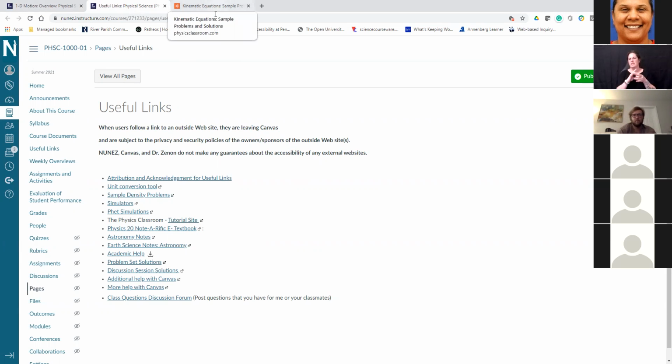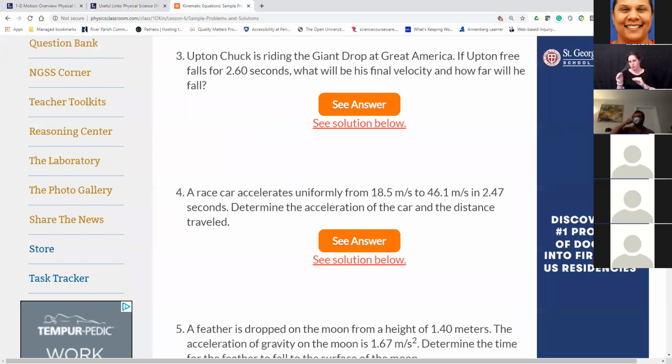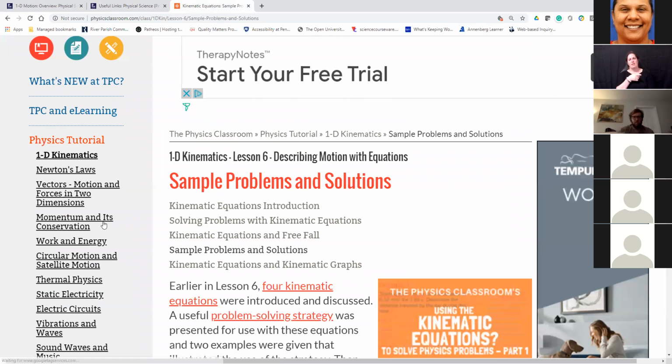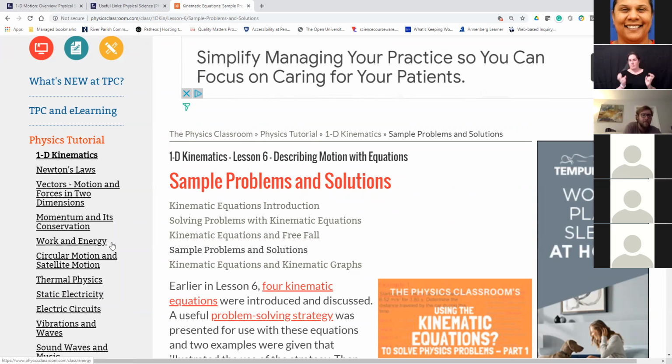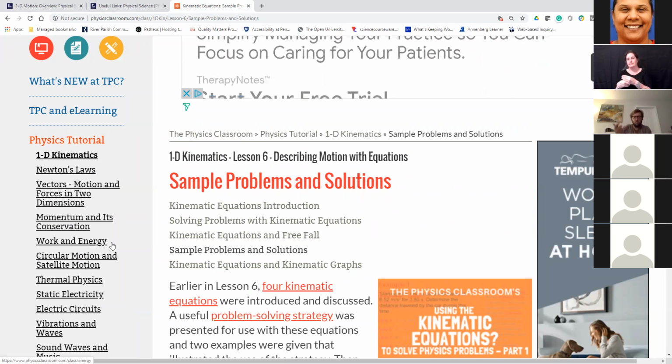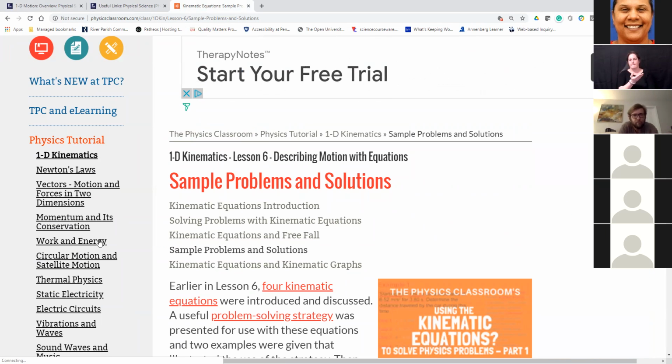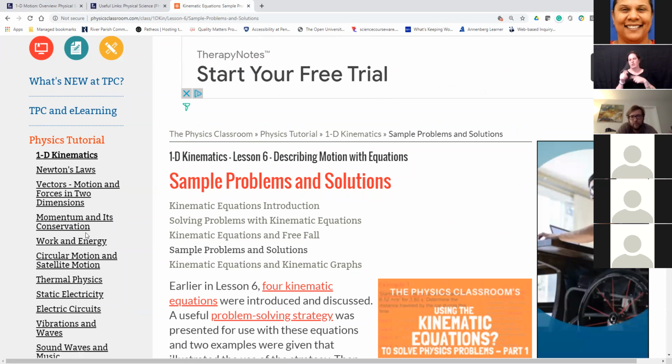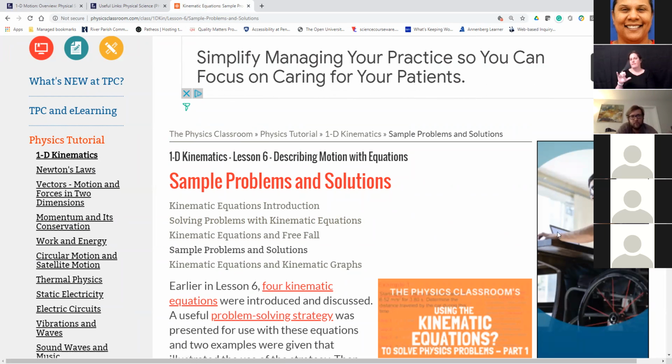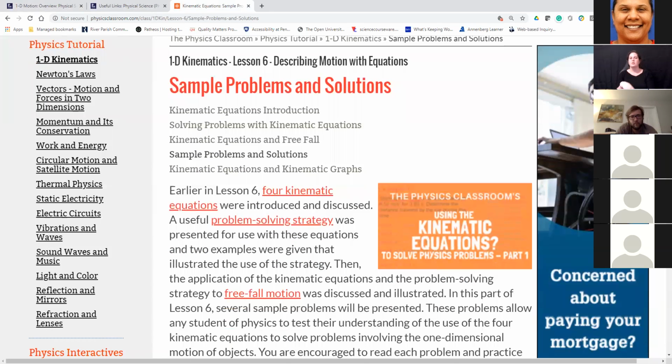All right. So I love this site because all of the topic areas that we cover in this class and then some are represented on this website, the Phsc tutorial. Okay. The Phsc Classroom tutorial site. All right. And so let's take a look at a couple of sample problems that they have that utilize the equations of motion.